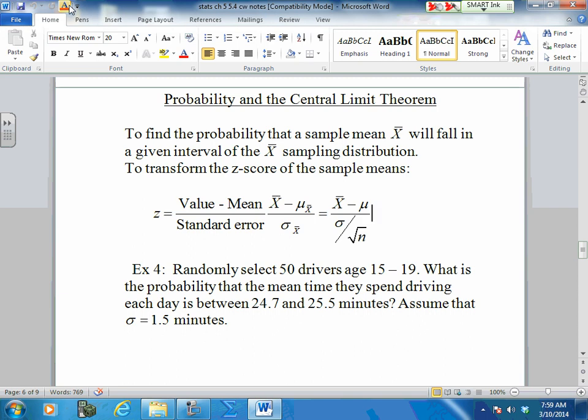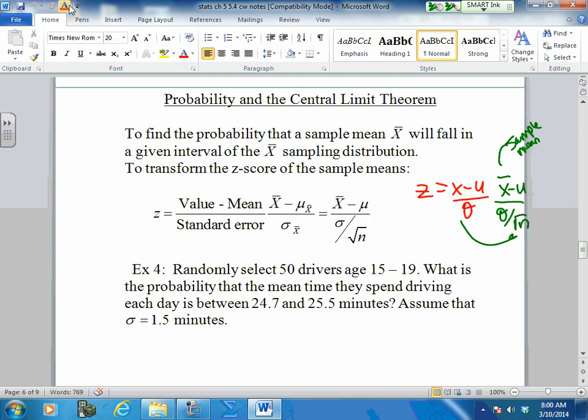So your z-score formula that said x minus the mean over the standard deviation will now say x minus the mean of the sample, these are your sample means, over your standard deviation divided by the square root of how many is in your sample size. This is the only difference right here. That's the only thing that you're going to notice that we're going to do.